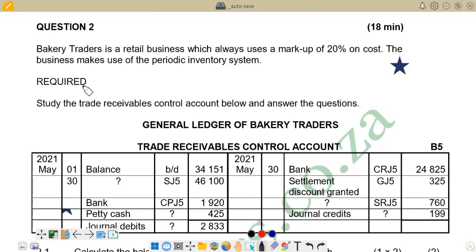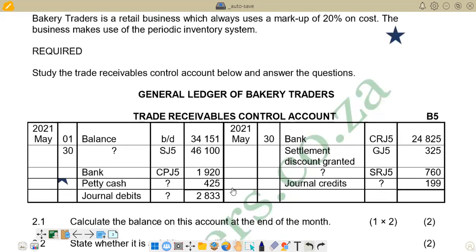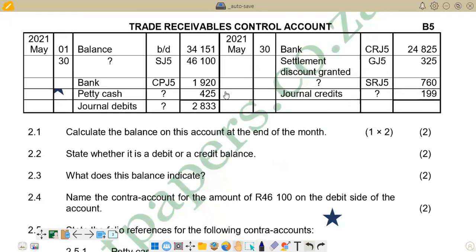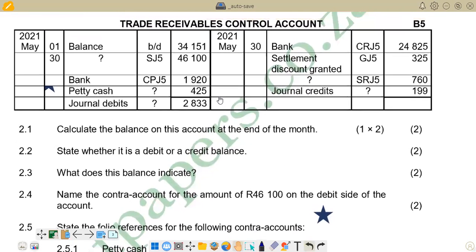On the required part, it reads: study the trade receivables control account below and answer the questions. That is the general ledger of Bakery Traders, and they've got a trade receivables control account that we are given there. And then we have some questions that follow that account. So let's look at the first question. The first question says, calculate the balance on this account at the end of the month.